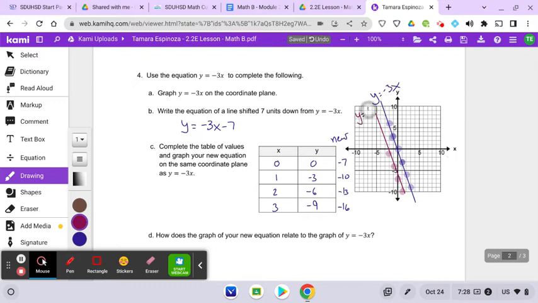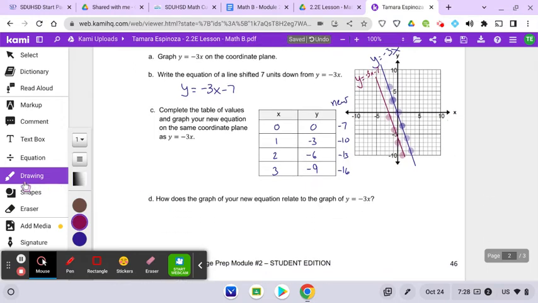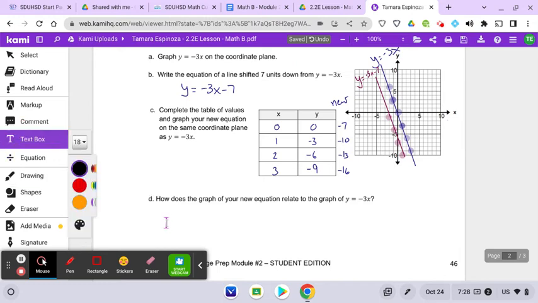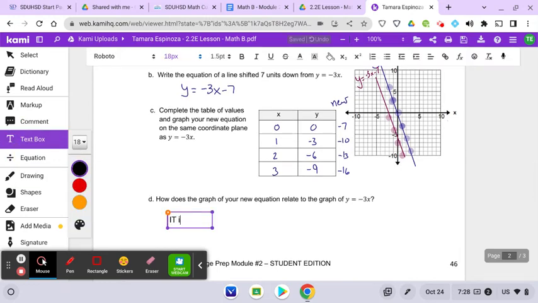Y equals negative 3x minus 7. How does the graph of your new equation relate to that graph? It is translated 3 units down. Nope, not 3 units, 7 units down. Now you're probably wondering, can't you shift left and right? Yes, you can, but it's harder to write the equation that way.